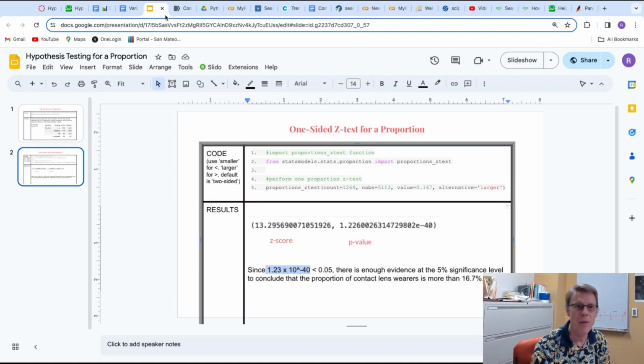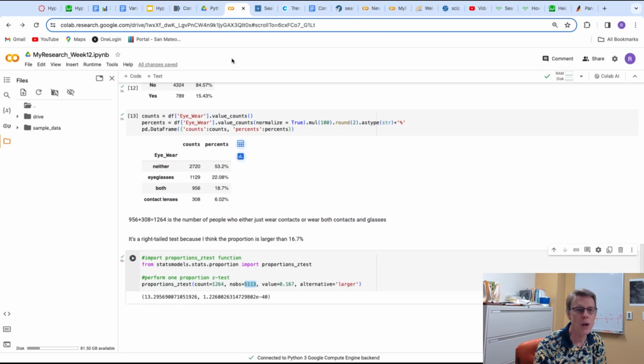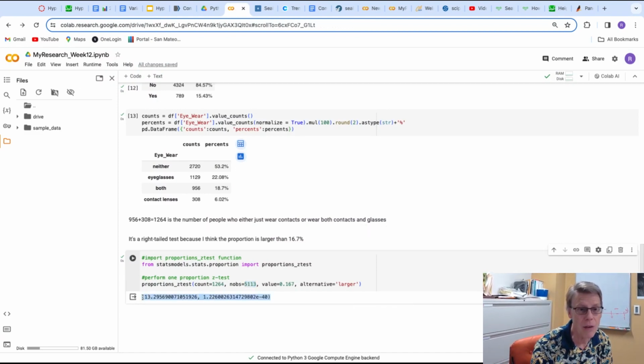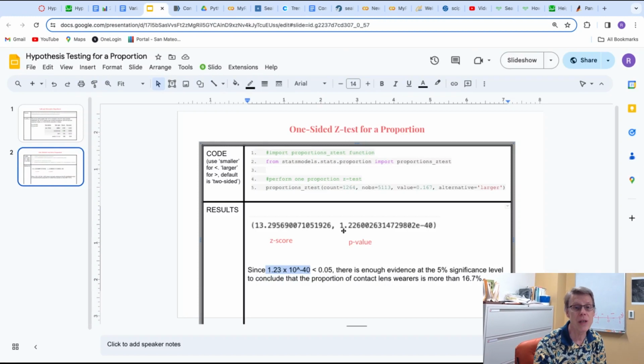Okay, hope that is helpful. I'm just going to go back to the Python code to show you that this is all they're going to tell us. They're going to give us the z-score and the p-value, and that's it. But that's all you need to be able to say what you need to say about this hypothesis test.